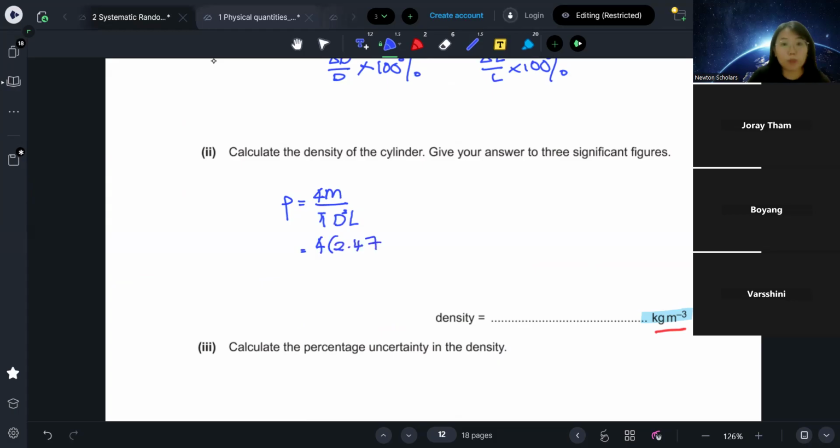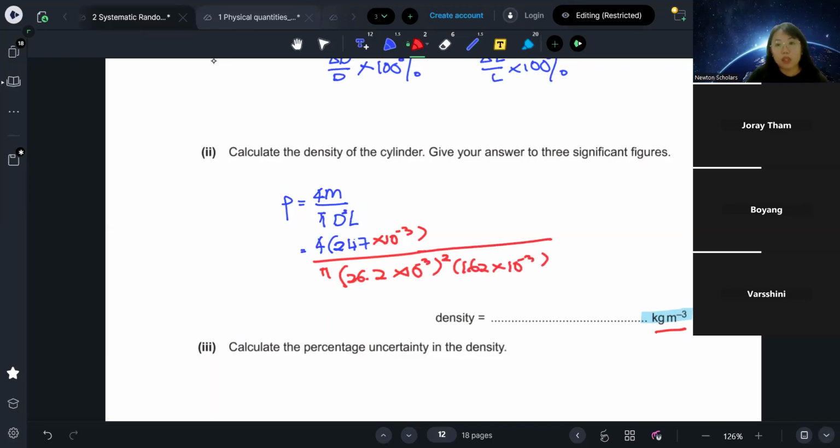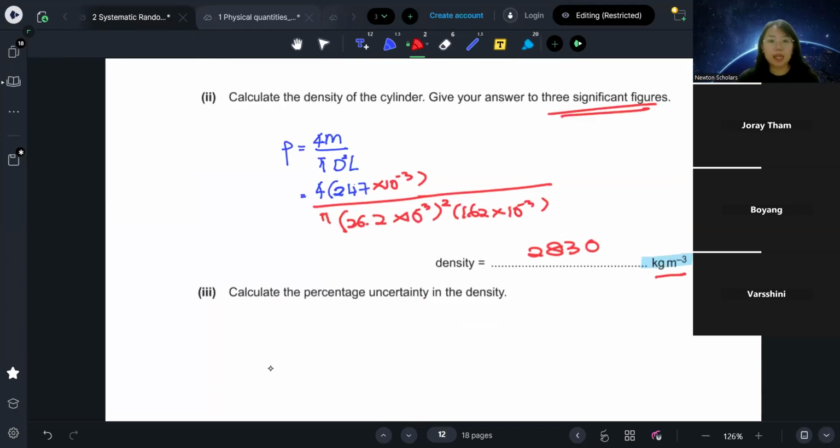So here, this one is 4 times the mass, 247. Okay, 247 times 10 power of negative 3 divided by pi. The D is 26.2 times 10 power of negative 3. You square it. Then times your length, 162 times 10 power of negative 3. 3 significant figures. So my answer is 2830. Like boys and girls, last one. Percentage of uncertainty. Count for me.